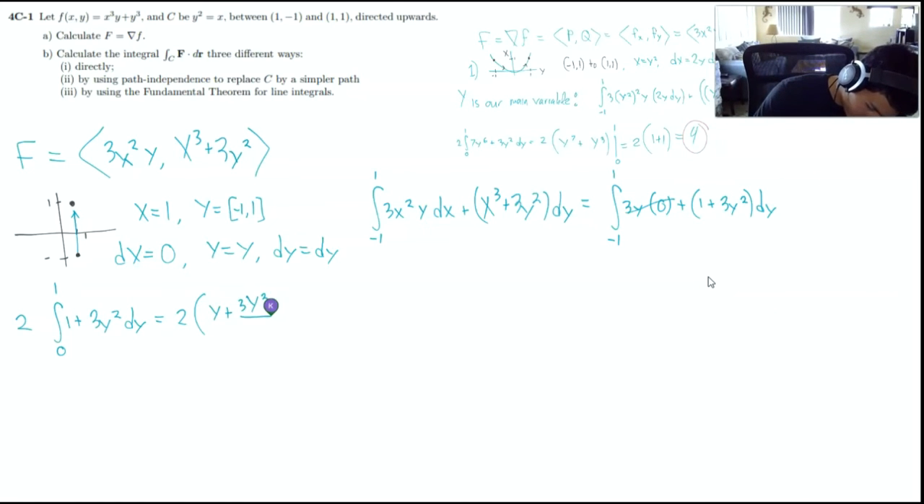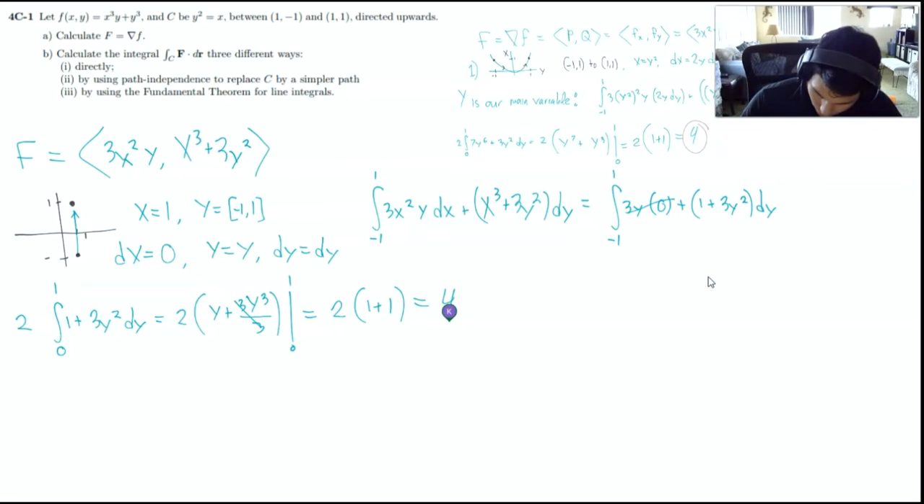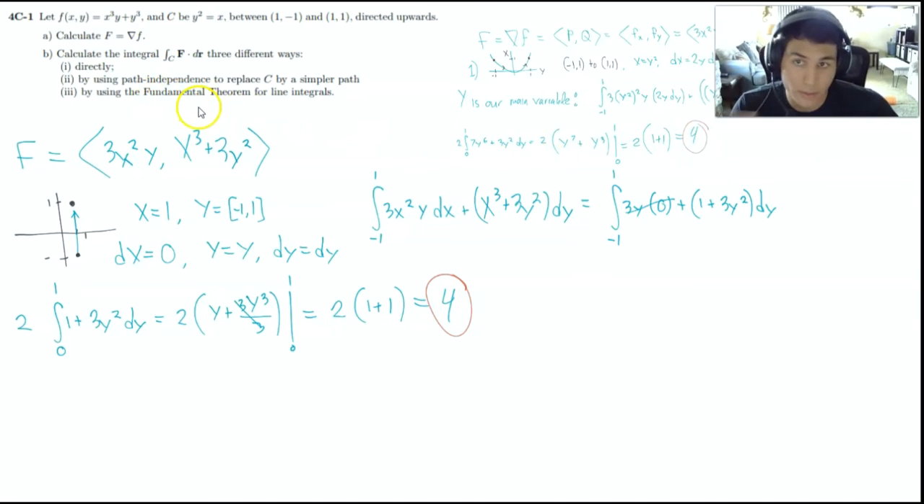The 3 and the 3 go away. That's divided from 1 to 0, which is equal to 2 times (1 plus 1 cubed, which is 1), which is equal to 4. Okay. Look at that, we get the same answer here, and we get the same answer here. Let's do it again, but now we're going to use the fundamental theorem of line integrals, and we should get the same answer, right? We should get 4.